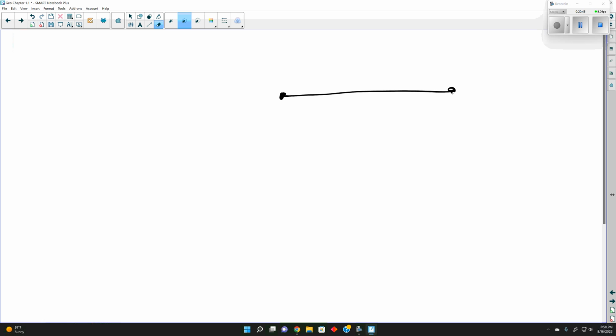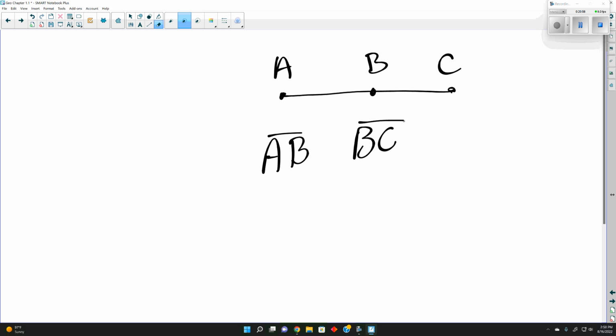This isn't in your notes, but I'm just going to put an example. Let's say A, B, C. Now, is line segment AB going to be the same as BC? Are these the same line segment? Does it look like they could? I mean, they could be, right? But do I know the length from A to B? Do I know the length from B to C? No. So am I able to say that they're congruent? No. So these are not the same.